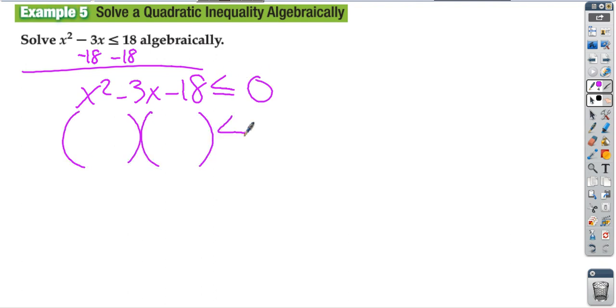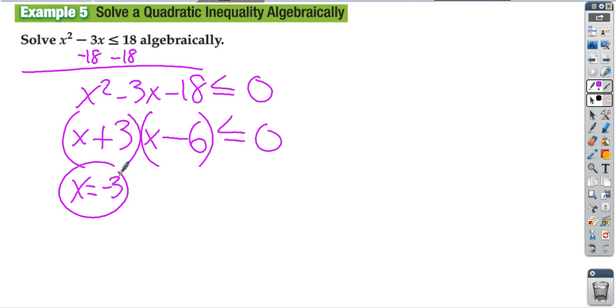What multiplies to negative 18? Well, one would be positive, one would be negative. x times x gives us x squared. What multiplies to negative 18 and adds to negative 3? That's negative 6 and positive 3. So if we solve this, because it equals 0, negative 3 makes that one 0, and 6 makes this one 0. Now we need to use test points, because this is not an equation, this is an inequality.